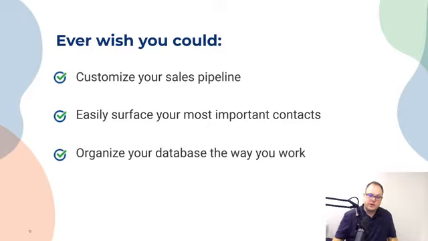If you look at Top Producer today, you log into your dashboard, and you see this thing called sales pipeline. The sales pipeline is broken up into things like new, engaged, future, active, closed, which is pretty much us giving you the framework for how we think lead management and pipeline management should go. At the same time, have you ever wished that you could easily surface the contacts you think are most important, or organize your database the way that you work? I'm really happy to say you can now do that.